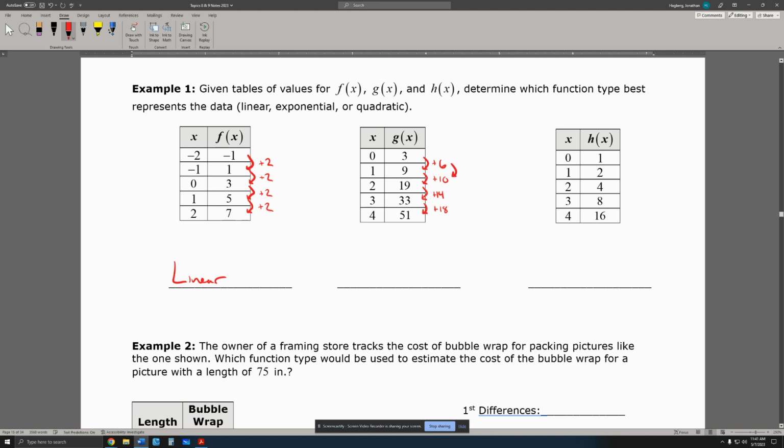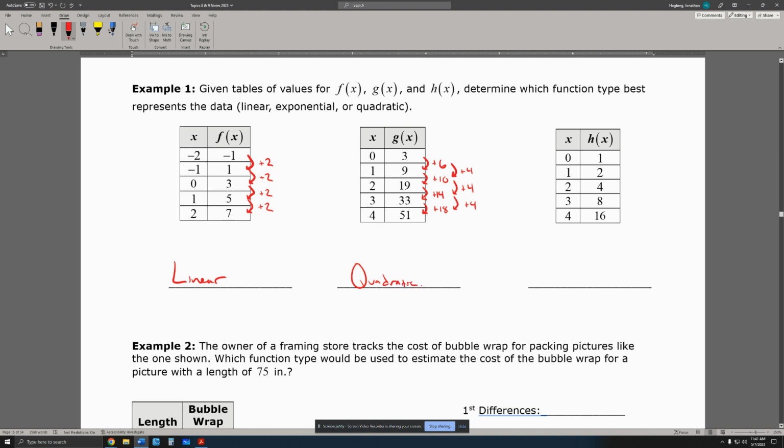To get from 6 to 10, we add 4. To get from 10 to 14, we add 4. And to get from 14 to 18, we add 4. So because the second differences are the same, we know that this function is quadratic.